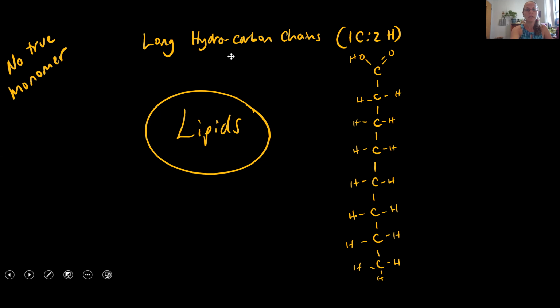We will see that our lipid structure is described as a long hydrocarbon chain. And here the hydro means hydrogen. So I've drawn an example here of a long hydrocarbon chain. The ratio here is usually 1 carbon for 2 hydrogens, and then there are oxygens involved here. So you have a carboxylic acid group here.